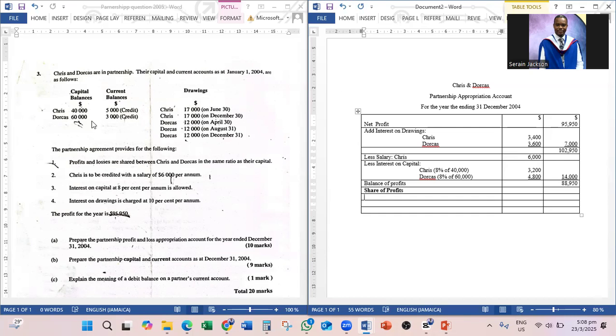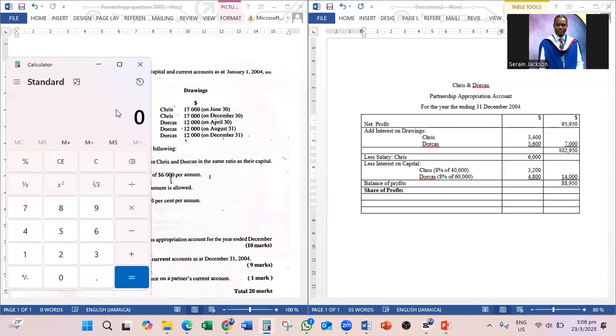And they say in the same ratio as their capital. So you don't need to work it out because it's 60-40, 60%, 40%. But if you need to work it out, you could add both of their capital, so 40,000 plus 60,000 equal 100,000. To find the ratio, simply say 40,000, which is what Chris would have invested, divided by 100,000, multiply by 100 to get the percentage, which is 40%. So if Chris is to get 40%, then Dorcas is to get what?